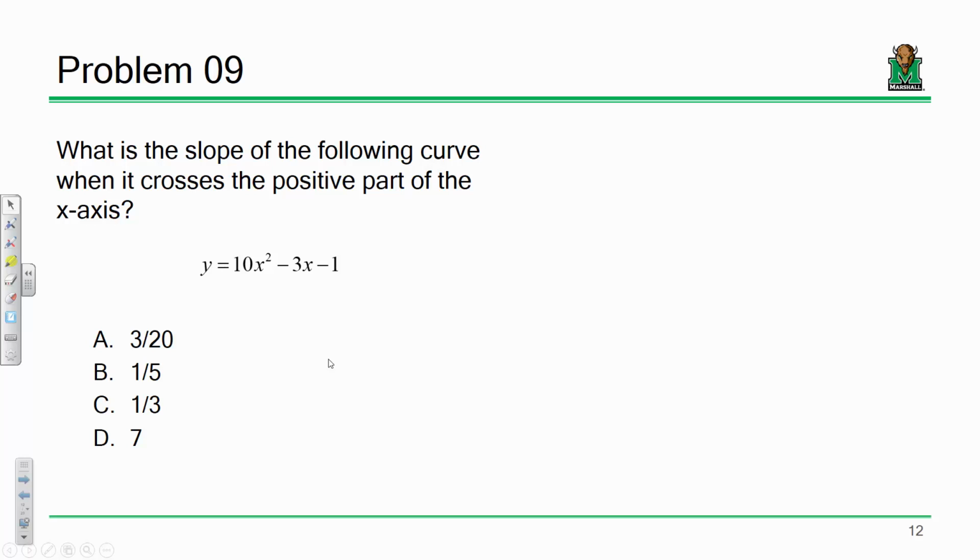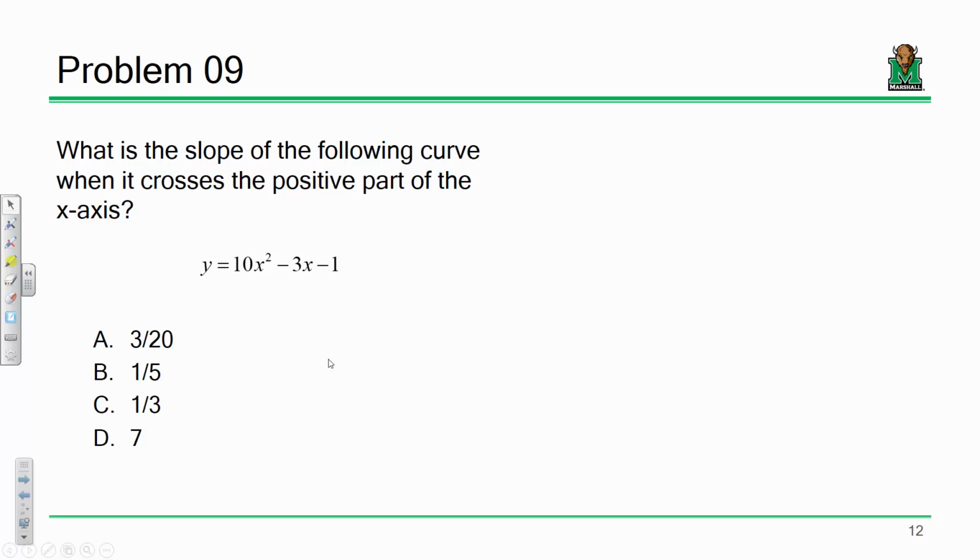Now we've crossed into a different world. What world have we crossed into? We're in calc land. What is the slope of the curve when it crosses the positive part of the x-axis? Uh-oh, we're in calculus land.